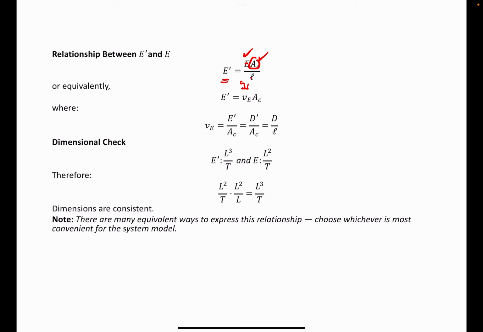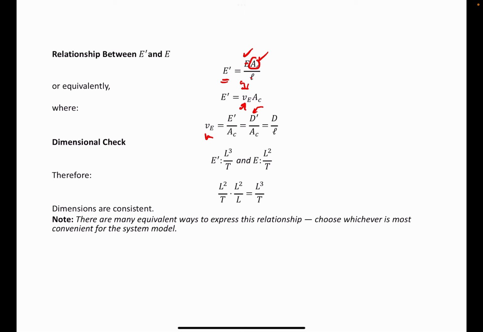Now, let's look at the rest of the equation. The VE, which is the velocity of the movement of the pollutant, is E prime over AC, and that is equal to D prime over AC, or we could call it D over length, length of mixing, okay, length of mixing.